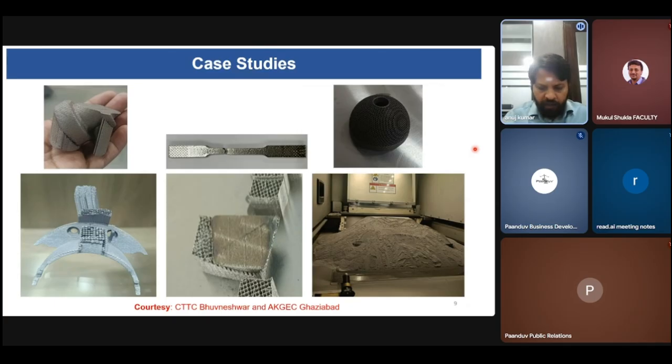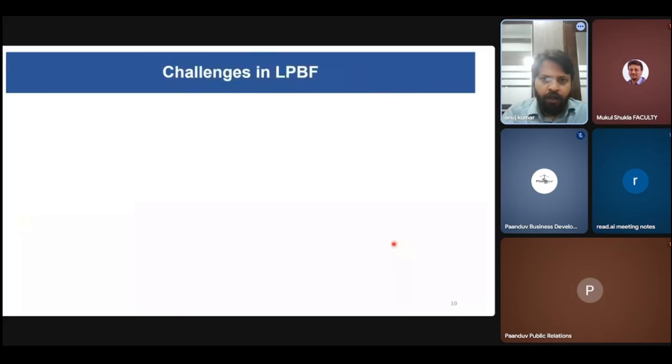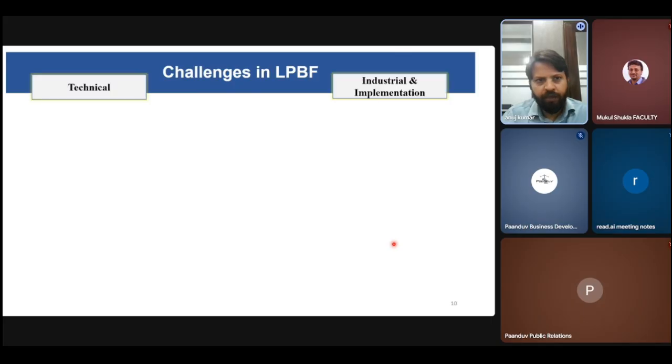And now I have established, or Sir has already established, the beauty of AM. Now we have to talk about the villains here. As you can see in the parts, there are some failures. You can see some delaminations, some lack of fusions, and a chunk of powder in this slide. So I'm going to talk about the technical challenges, or the multi-physics challenges, in LPBF.